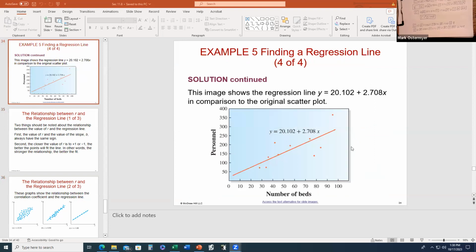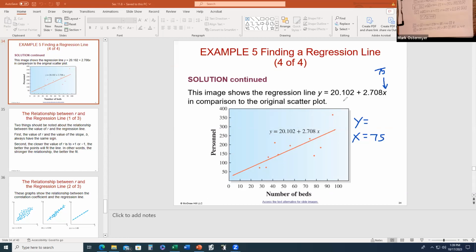For instance, let me show you what I'm talking about here. Suppose I wanted to predict how many employees a hospital would have if the hospital has, let's say, 75 beds in it. Well, guess what? We can use our equation to make a prediction. All I've got to do is take 75 and substitute it in for what? The x variable here.